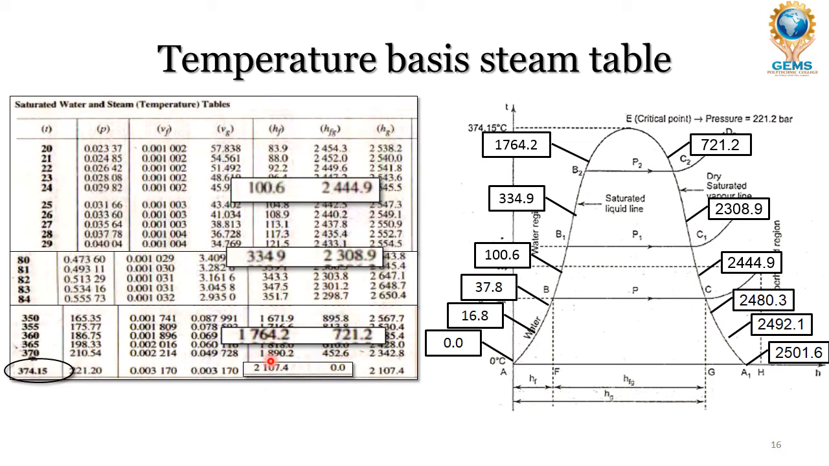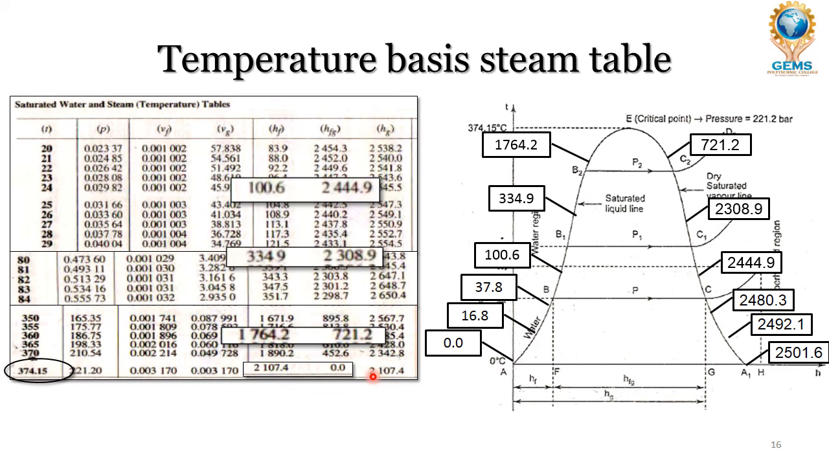You can see these values in the steam table. The Hf value will be 1890.2 and Hfg 452.6, and the last point is 2107.4 for Hf, where the Hfg value will be 0.0. So this is the topmost point, where 2107.4 is the Hf value and the Hfg value is 0.